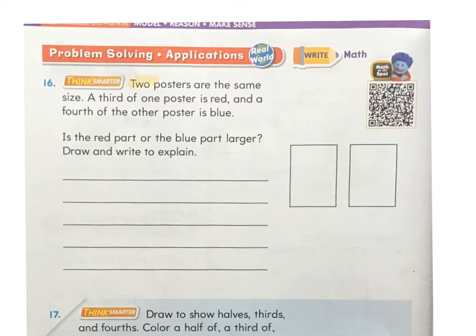Number 16 says, 2 posters are the same size. A third of one poster is red, and a fourth of the other poster is blue. Then they want to know, is the red part or the blue part larger? Draw and write to explain.